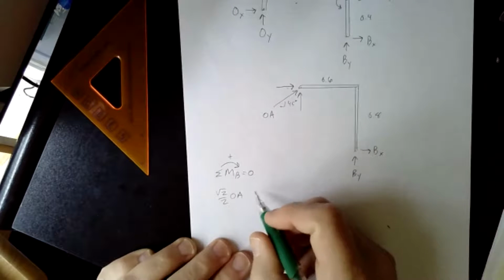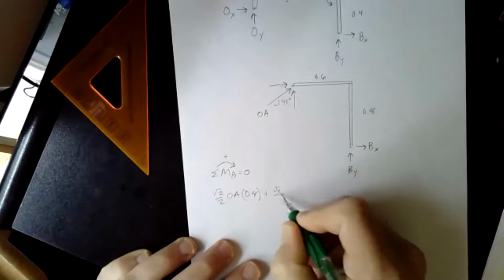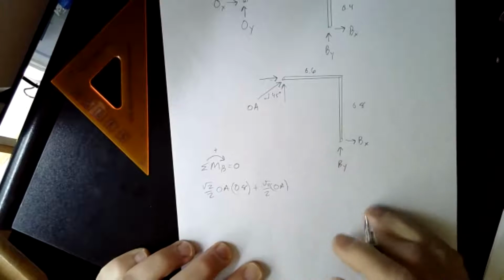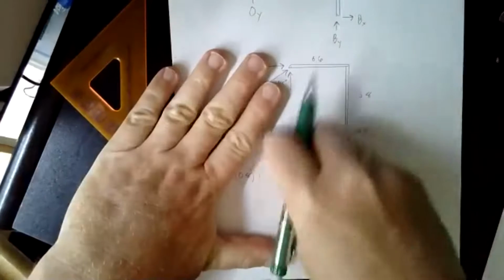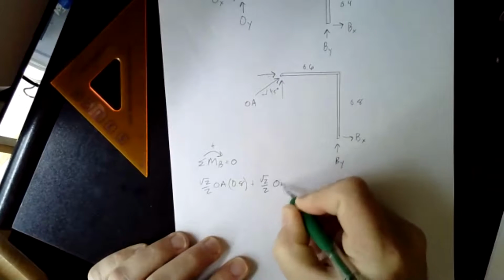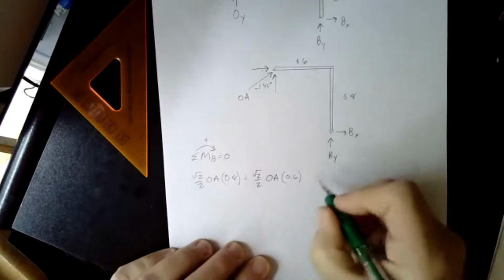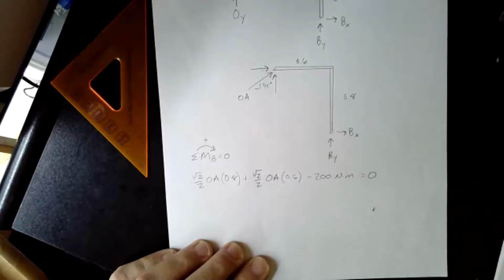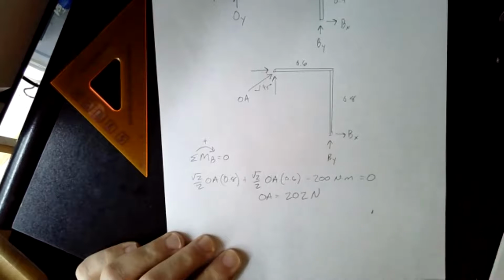So I have root 2 over 2 OA times 0.8 plus root 2 over 2 times OA, and that's going to be times 0.6. Actually, I didn't need to put that in parentheses. Sorry, my chicken scratches. So that's the two versions, and then minus 200 Newton meters, and that equals 0. So OA ends up being about 202 newtons.